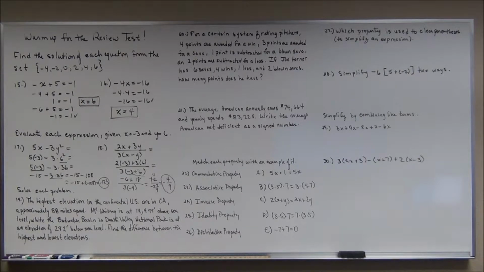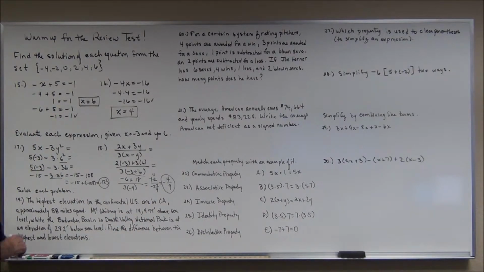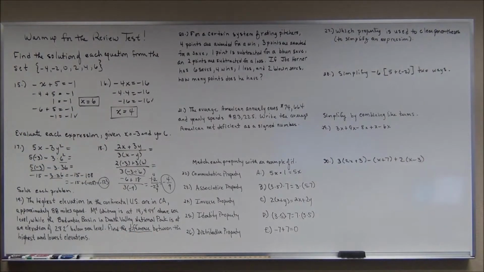Mount Whitney is at 14,494 feet. This little tick mark means feet above sea level, while the Badwater Basin in Death Valley National Park is at an elevation of 282 feet below sea level. You are to find the difference. Difference means subtract between the highest and the lowest.